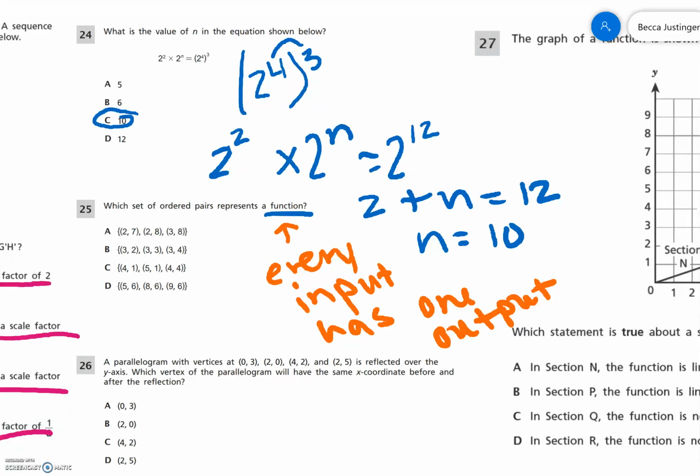So we have to look at all the input values, the x's, to make sure they have no repeating y values. So I have a 2 and a 2 here, and they have different outputs, 7 and 8, so that's out. Then I see 3 and 3 and 3, and it has 3 different outputs. That one's out. I see a 4 and a 4, and it's got different outputs. So it must be letter D. And I look at 5, 8, and 9, nothing repeats. This is a function.